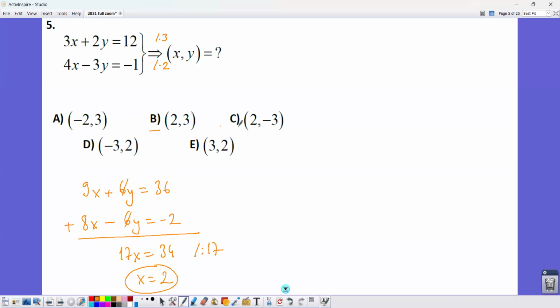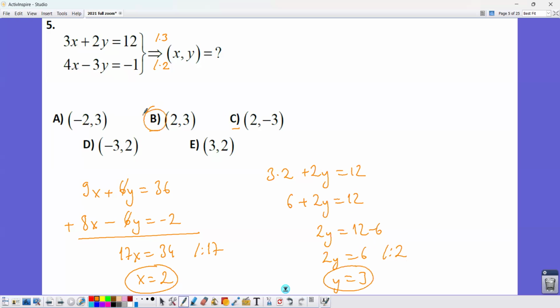From the answers, you will see that only in B and C, x is 2. So we need to check y, if it is 3 or minus 3. You can choose any of the equations to find y. I will choose the first one. So 3 times 2 plus 2y is equal to 12. Instead of x, I'm writing the value that we found. So this becomes 6 plus 2y is equal to 12. 2y is equal to 12 minus 6, 2y is equal to 6. Then I am dividing by 2. y is equal to 3. So B is our answer.